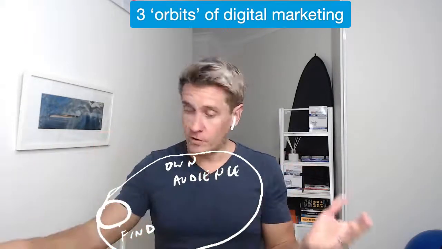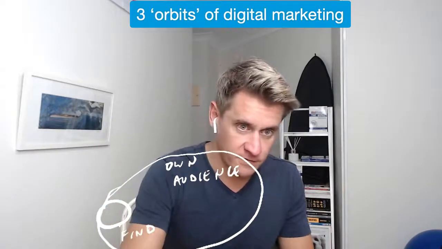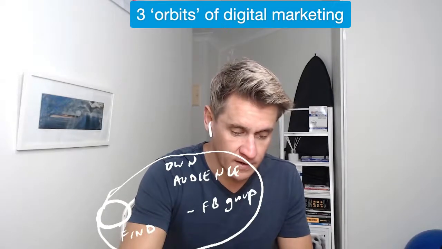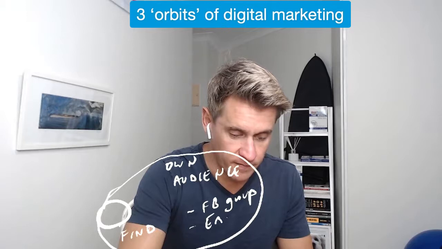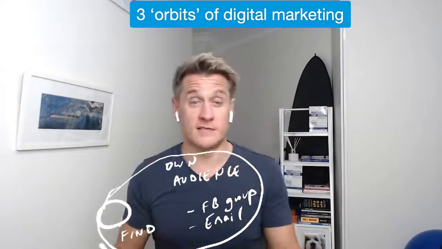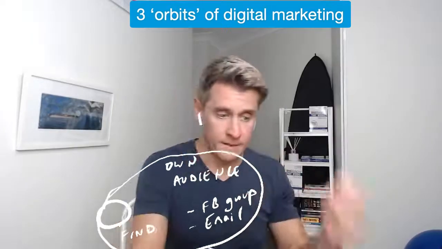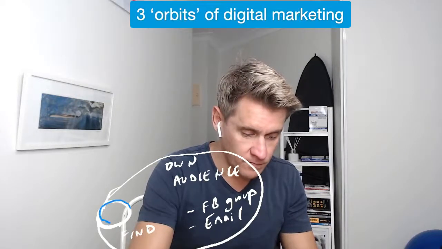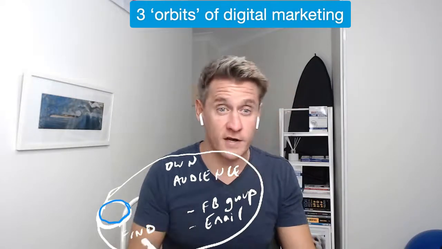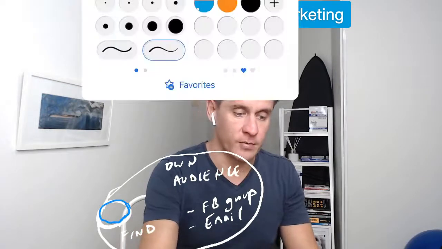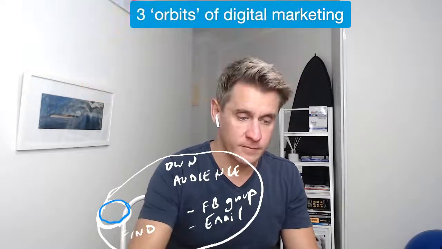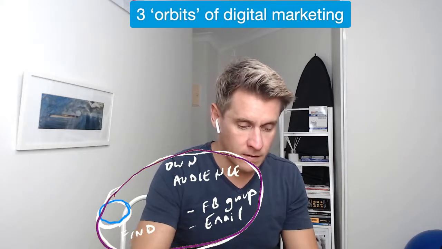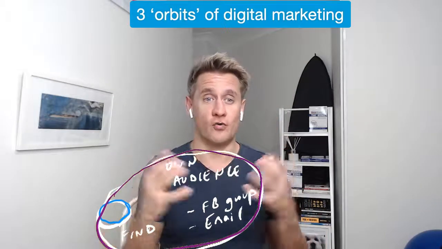Same deal for a Facebook group. So there's a few different things here. Could be a FB group, but I prefer email as the primary one here. So let's recap. We've got the initial orbit, which is where we're finding people, and orbit two, where we actually have our own audience.